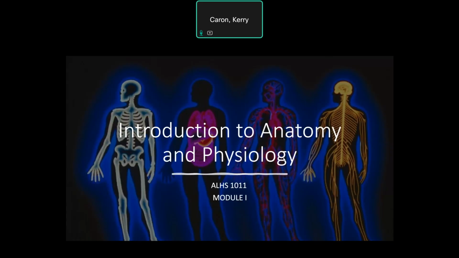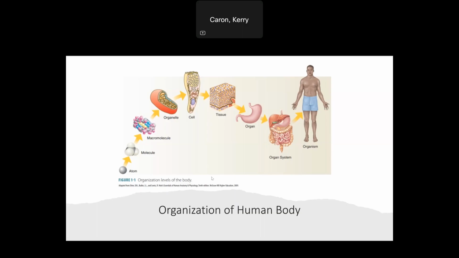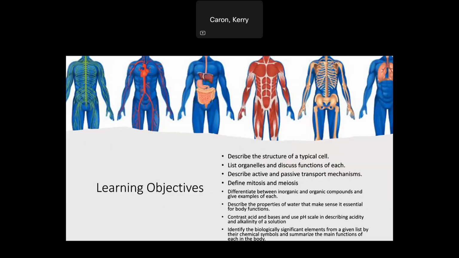Okay, this is chapter 2 of Structure and Function, Introduction to Anatomy and Physiology, Module 1 on cells, a little biochemistry, organs and tissues. Okay, here are your learning objectives, which come from the syllabus. So these are our goals.